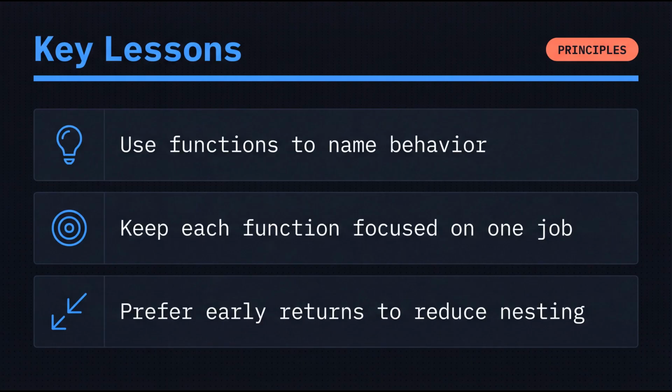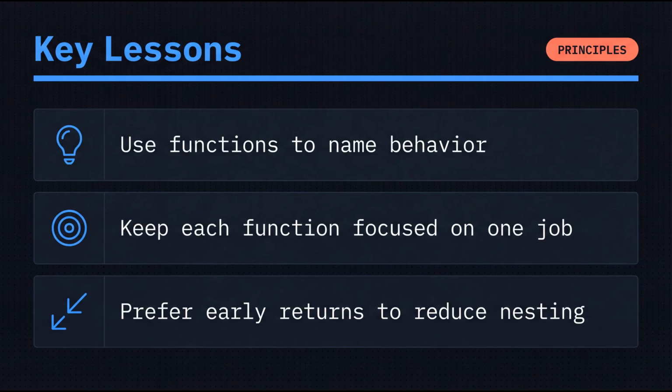Before we go further, 3 principles worth internalizing. First, use functions to name behavior. If you're writing a block of code that does something specific, give it a name. Even if you only call it once, the name makes the code self-documenting.